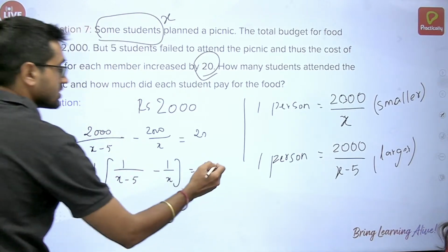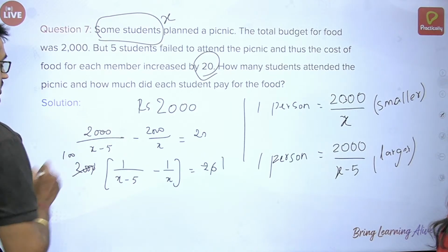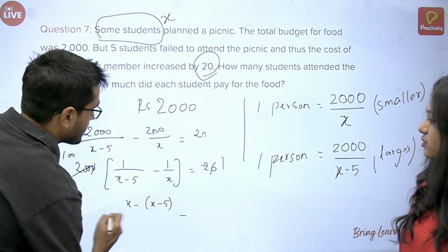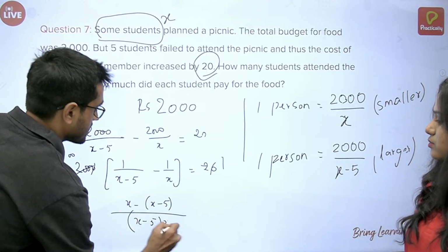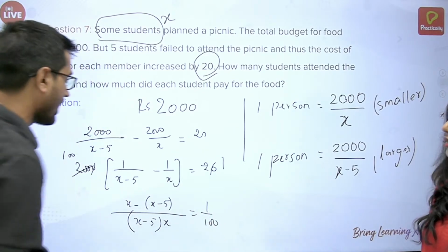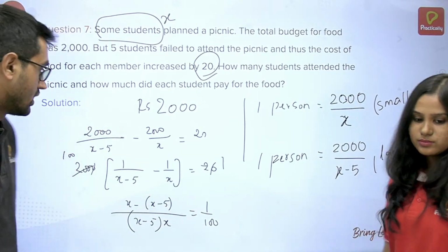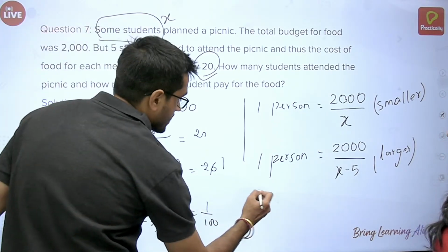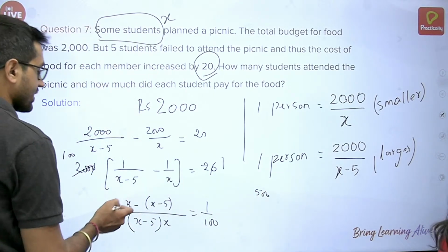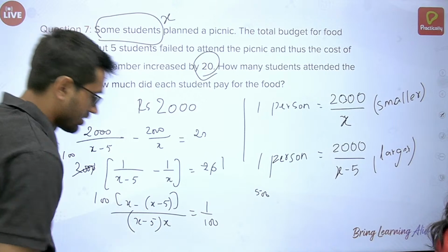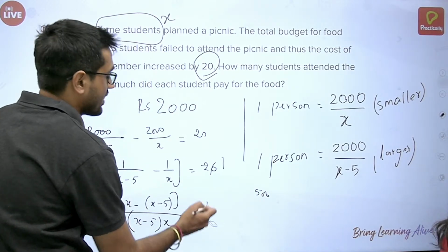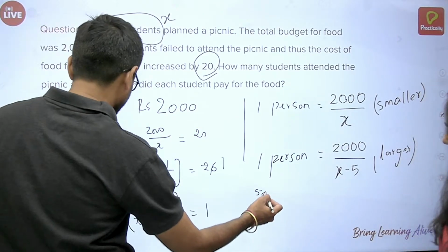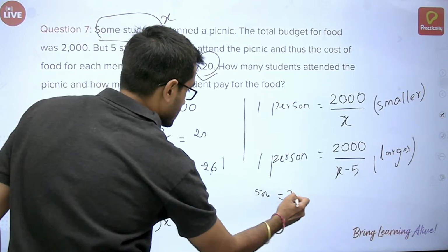Now what you do, just cancel 0, 0, 2 ones are 200. Now you just see this thing. This is x minus 5 divided by x minus 5 times x is equal to 1 by 100. I will cross multiply later, but right now I have kept it like this. So now what I will get is x minus x gone, minus minus will become plus, so 5 into 100. So it should be 100 here only. And in the end remember, don't write 0 here, okay? So 500 is equal to x times x minus 5.